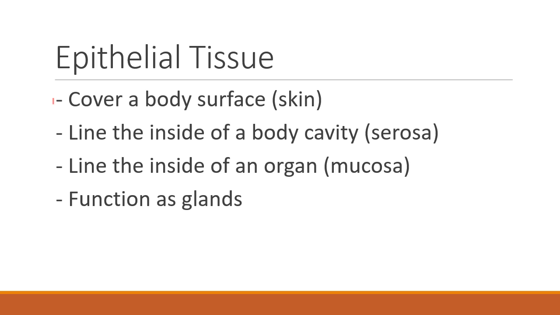One is it'll cover the body surface, such as the skin. So wherever you see skin on your body, that's the top layer of that is called epithelial tissue or epithelium. It can line the inside of a body cavity, and we talked about those three body cavities before. You have your pleural cavity, you have your pericardium, the layer of the serosa surrounding the heart. Then you also have the abdominal cavity, the peritoneum. So that's serosa is a type of epithelial tissue.